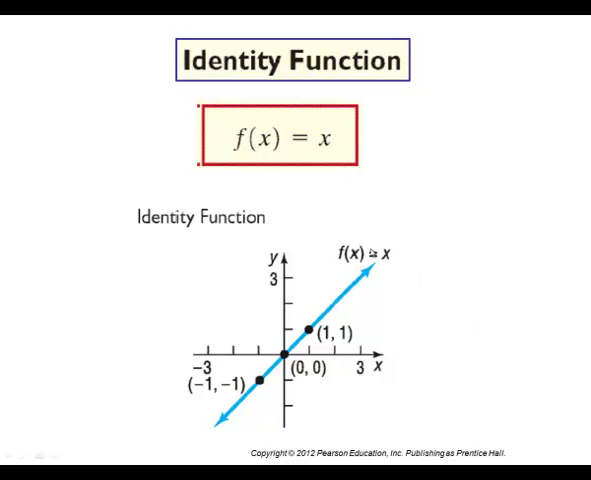Here, this is f of x equal to x. Now this is a parent graph where the slope is 1, the rise is 1, the run is 1. The y-intercept is at 0, so it goes through the origin, and it's always up 1 over 1, up 1 over 1. And so we get this linear equation.